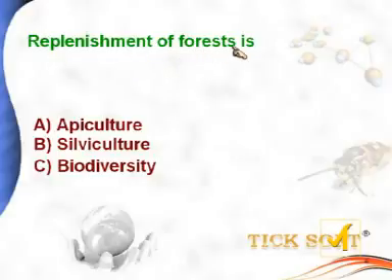Replenishment of forest is, options are option A, apiculture, option B, silviculture, and option C, biodiversity. Okay, replenishment means regaining of forest. A regaining of forest is called silviculture. Okay, so option B, silviculture, is the answer. What is apiculture? Apiculture, the beekeeping, rearing of bees, is apiculture.